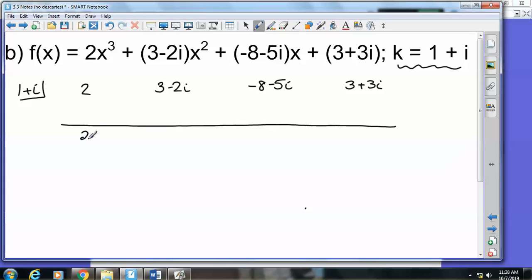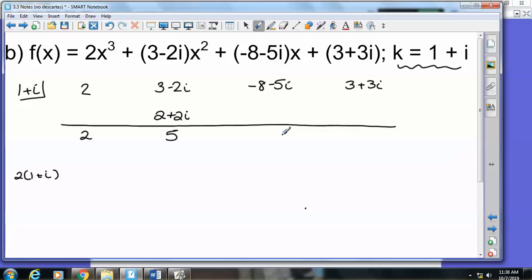So first step to synthetic, the 2 comes all the way down. Now you have to take 2 times the 1 plus i. So if you distribute, you get 2 plus 2i. Everybody with me so far? So if we add those, what happens? The 2i's cancel and we just get 5.